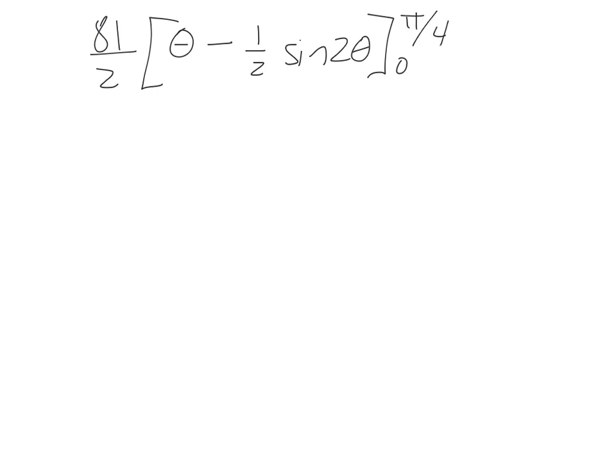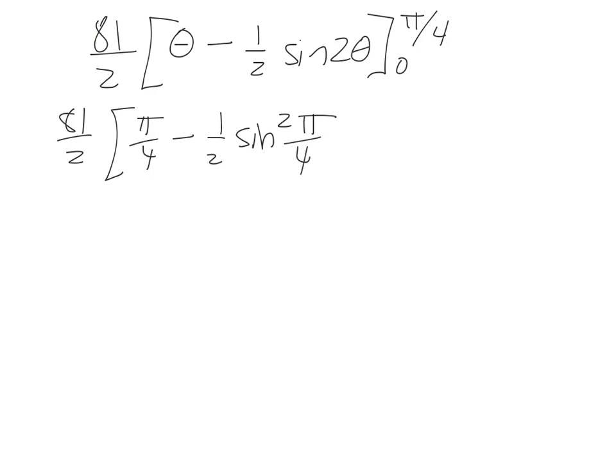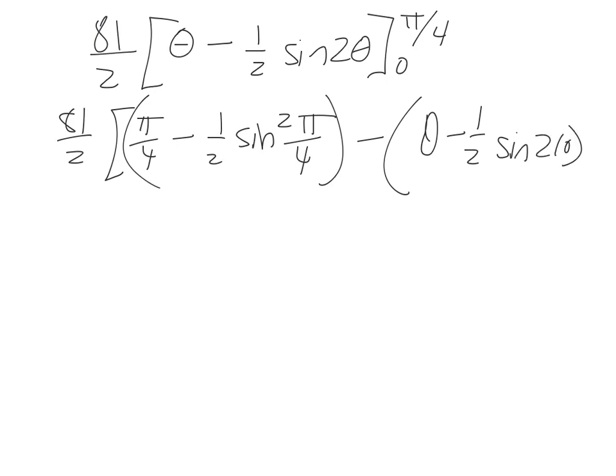So it's going to be 81 over 2 times pi over 4 minus 1/2 sine of 2 pi over 4, which is the same thing as pi over 2. And then minus 0 minus 1/2 sine of 2 times 0.